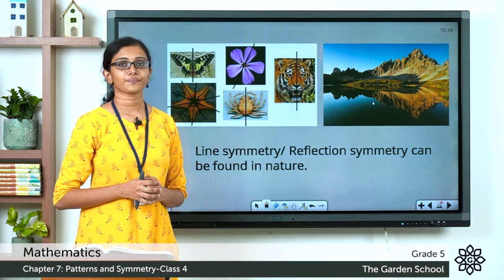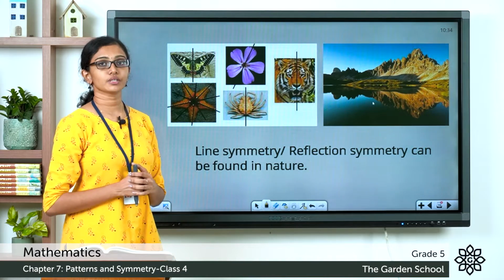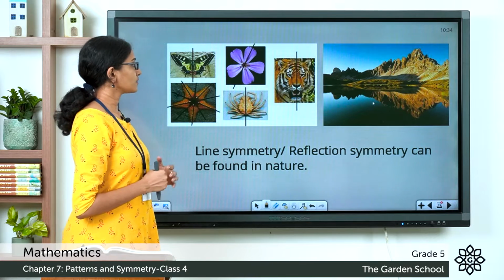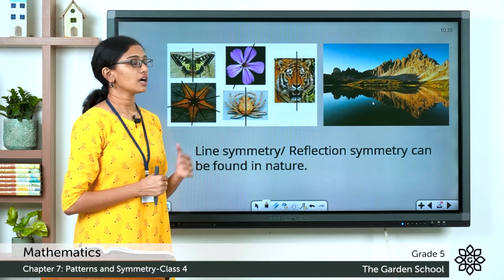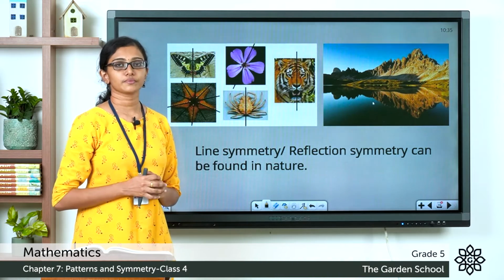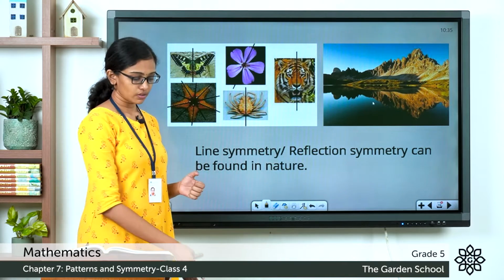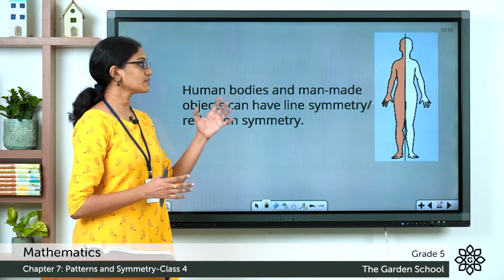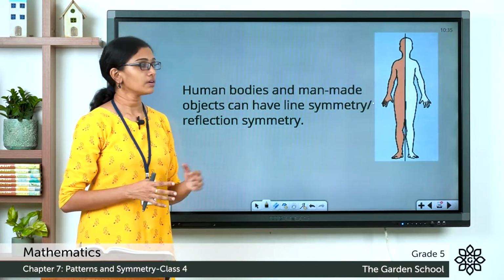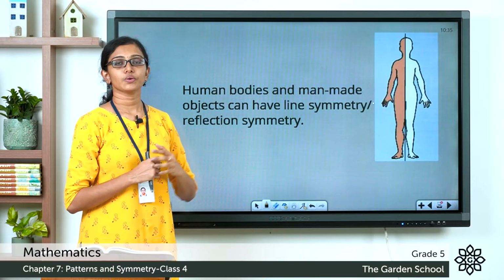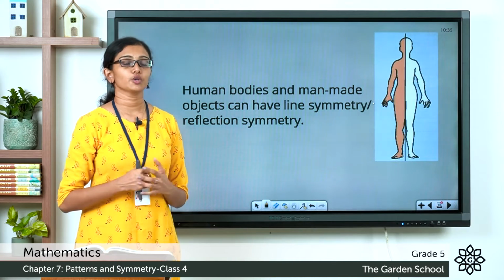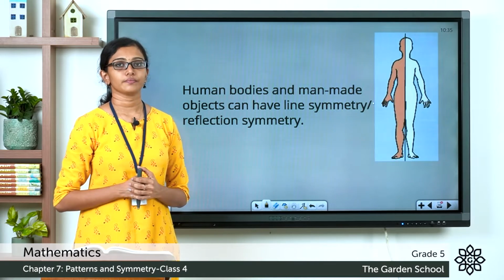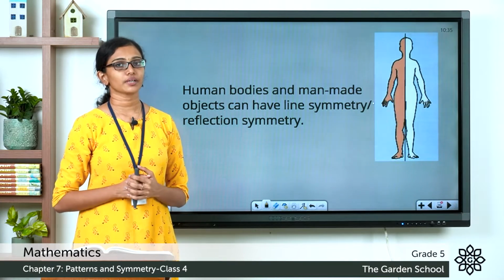Now, you can see symmetry all around nature, both in plants and animals and in the environment around us. Here you can see a few examples of symmetry from nature. The butterfly, the starfish, the flower, the tiger are all examples of symmetric shapes or figures. Now, the human body is also considered as a symmetrical figure. It can have symmetrical left and right halves. Not just the human body, but man-made things as well can have symmetry. We'll talk more about it after doing an activity.